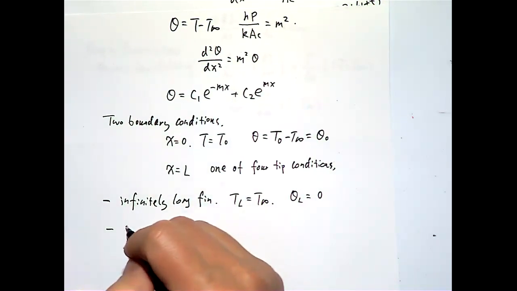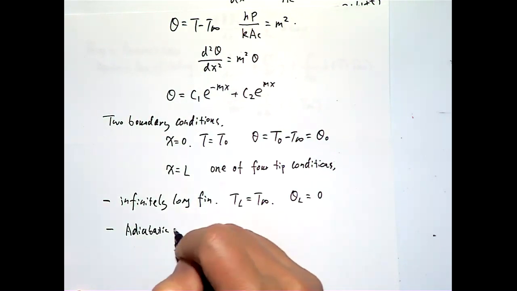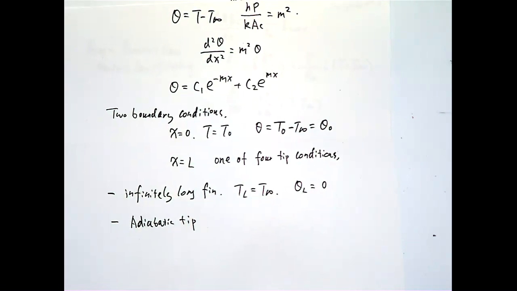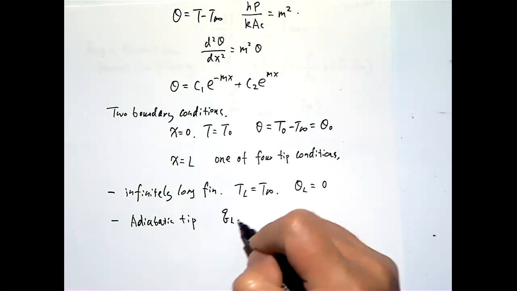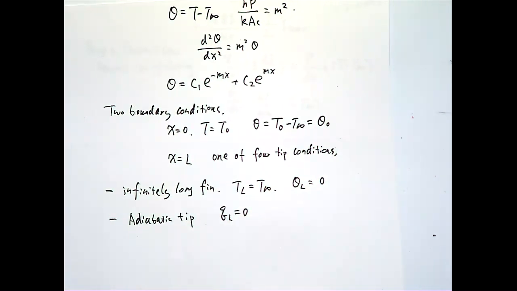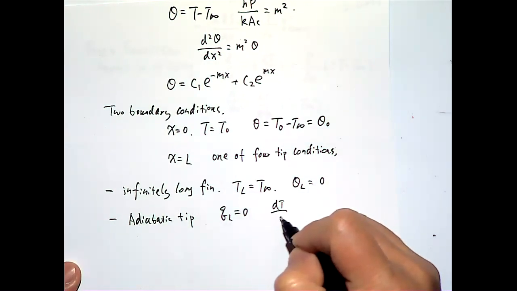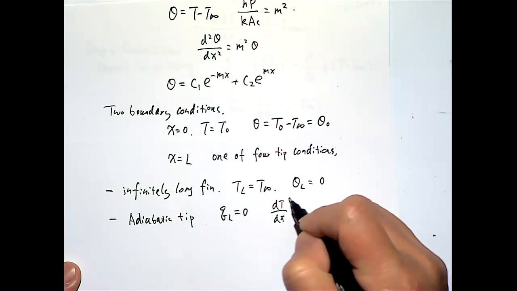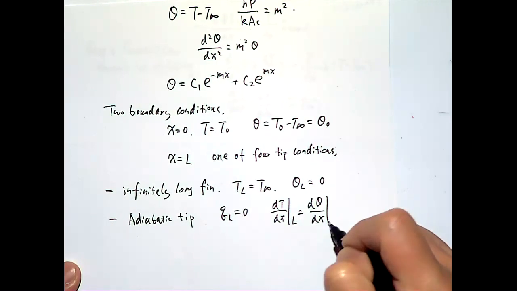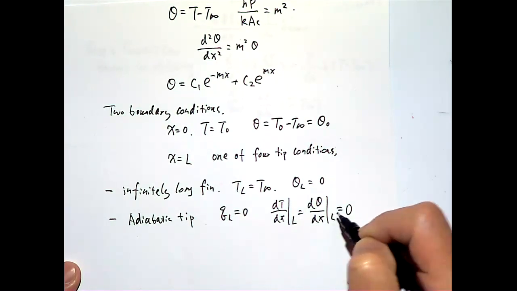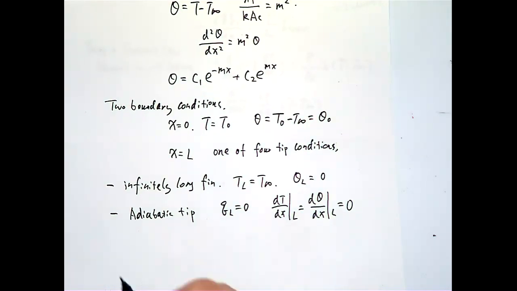The other case is called the adiabatic tip. This case is saying you have a condition where the heat transfer at the tip equals zero. So you can convert it to be dT/dx, or d theta/dx at L, equals zero. So let's consider the adiabatic tip, no heat transfer.